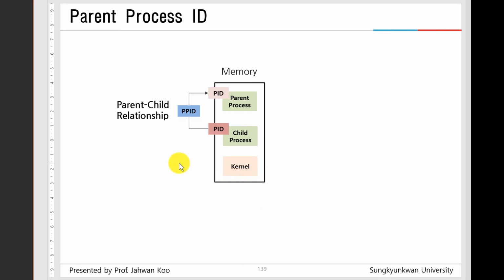Each process has a parent-child relationship. A process has a parent process because the parent process created the child process. So, each process has a parent-child relationship.